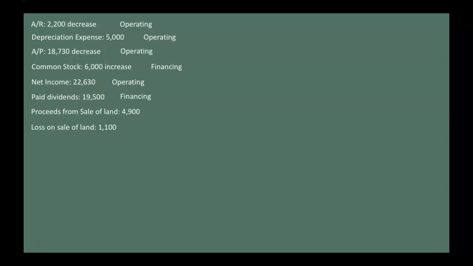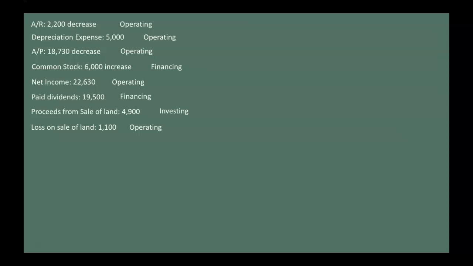Proceeds from the sale of land. So whenever you purchase or sell property, plant, and equipment, those will be investing activities. So investing activities are long-term investments or buildings, land, and equipment, buying or selling. Then we have this loss on the sale of land. Any kind of gains or losses that you have, those will be operating activities.